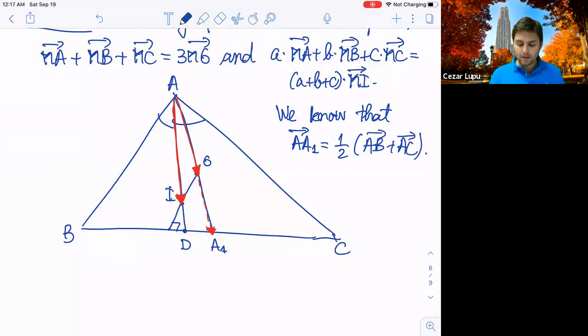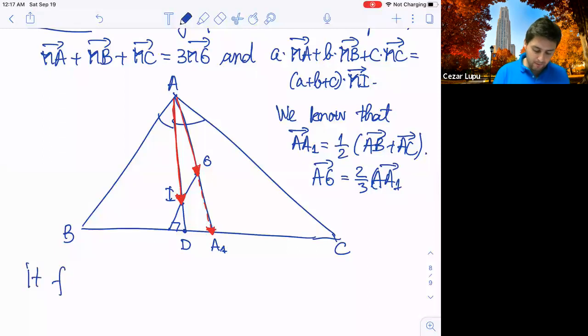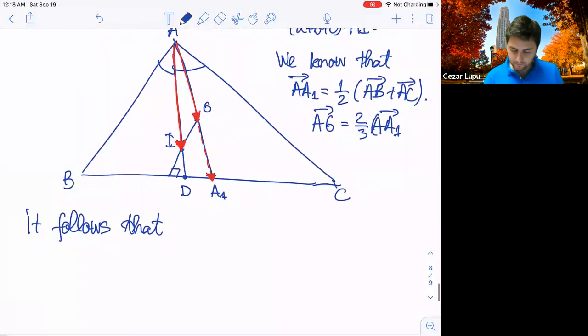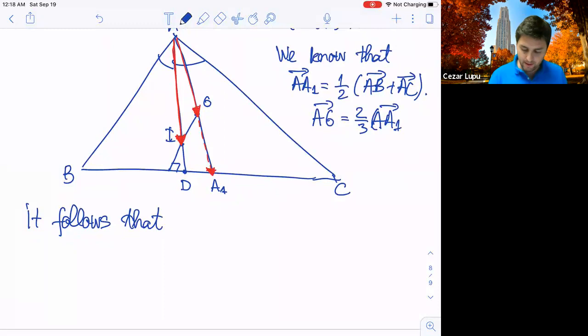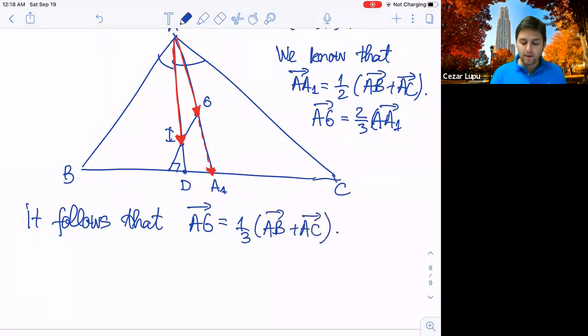All right, great. But we know that AG vector is 2/3 of AA1 vector. Well, from here, it follows that AG vector is 1/3 times AB vector plus AC vector. All right, the same scenario will hold true, but it will be a little bit different now. So I'm going to do the same thing here. Look here.